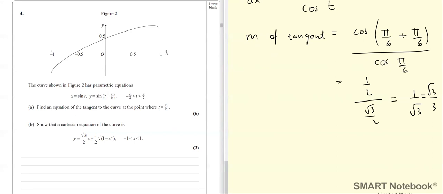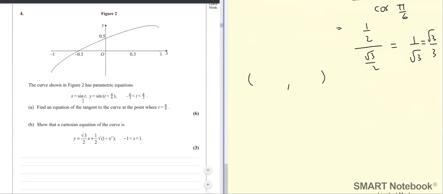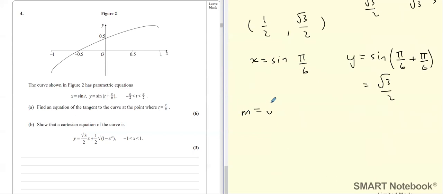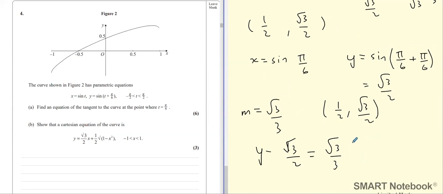To work out the equation of a straight line, I need the gradient, which I've worked out, and I also need a pair of coordinates. Now, how am I going to get the pair of coordinates? By substituting t equals pi over 6 into this equation. So x equals sine pi over 6, which is a half, and y equals sine of pi over 6 plus pi over 6, which is root 3 over 2. Now that we have the gradient, m is root 3 over 3, and the coordinates are a half and root 3 over 2. We can say y minus root 3 over 2 equals root 3 over 3 times x take away a half. And there is the equation of the tangent.